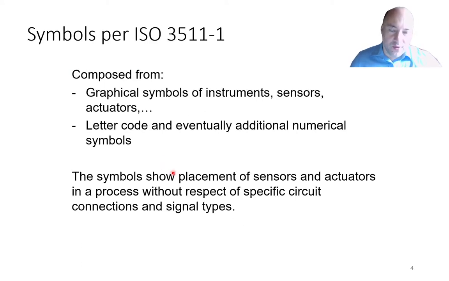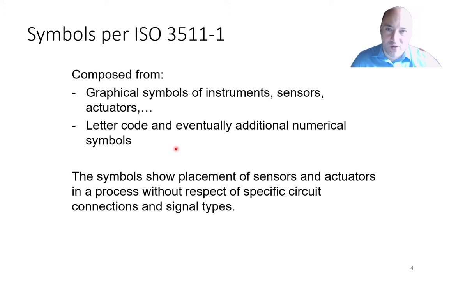How is the symbol looking like? So we have a symbol, and this symbol represents the sensor or the actuator, and the symbol has two parts. It will have a graphical symbol. It will represent the instrument. It will show us the sensor. It will show us the actuator and so on. And then we will have a letter code that will tell us what is the specific meaning.